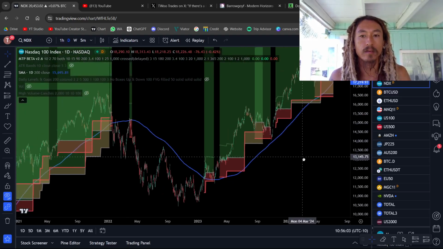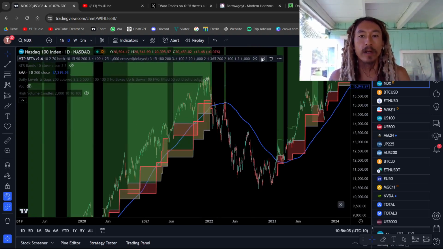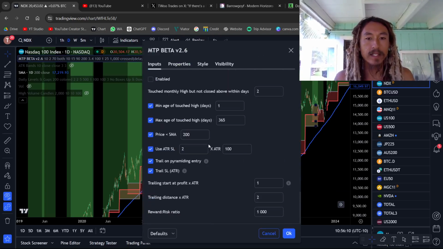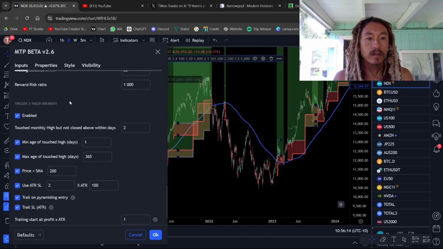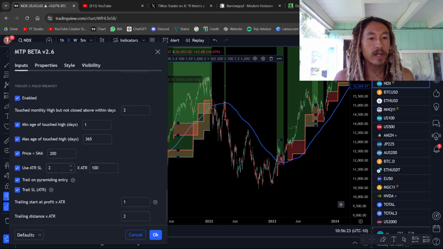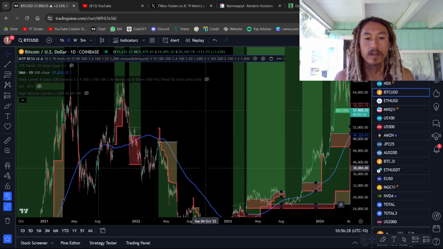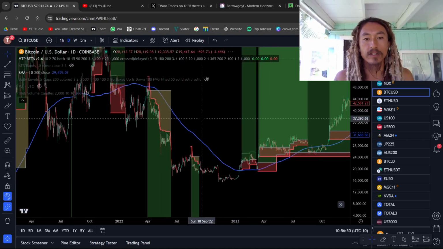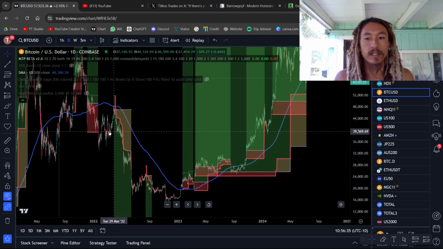Yeah, no trades under the SMA. Now there's one other thing, and that's the failed breakdown. So we can turn this on, and we can be a seller under the 200 SMA. So what would that look like? We have this trade now. So that's interesting.